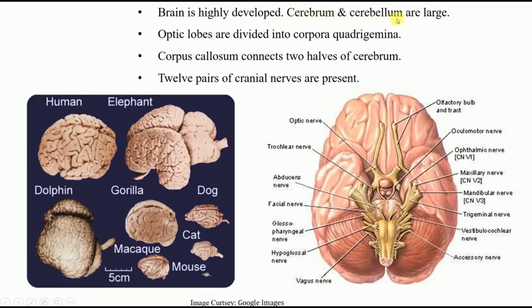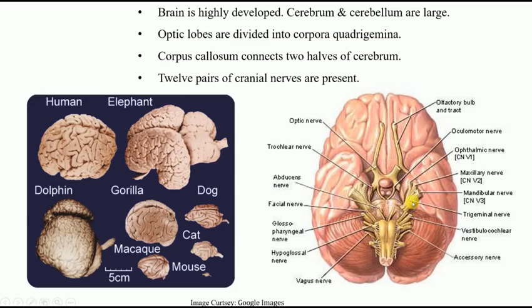Okay, the optic lobes are divided into the corpora quadrigemina, and the corpus callosum connects the two halves of the cerebrum, which is again a characteristic. So the optic lobes are always divided into the corpora quadrigemina. They are provided with a furrow or depression which is responsible for separation of the cerebrum and the optic lobes also. Okay, then you will always find 12 pairs of cranial nerves.